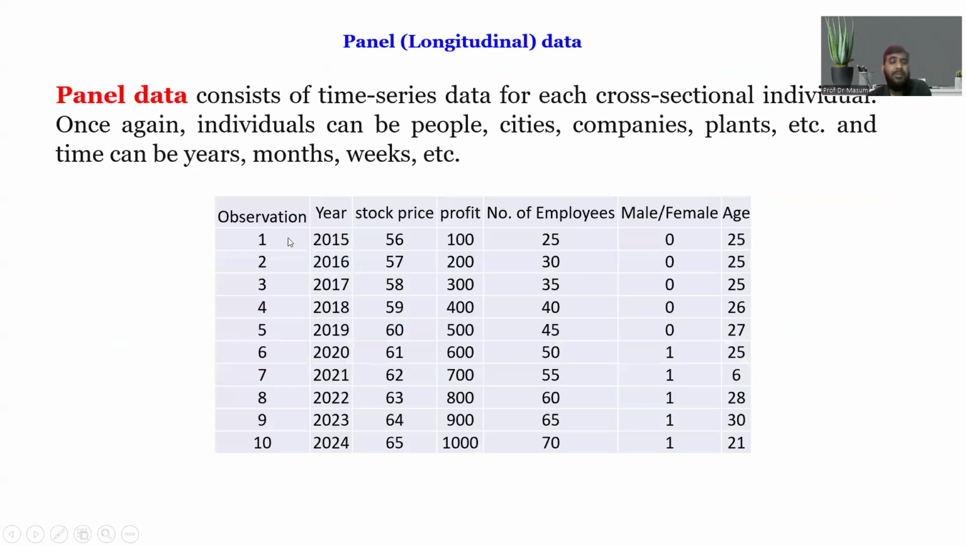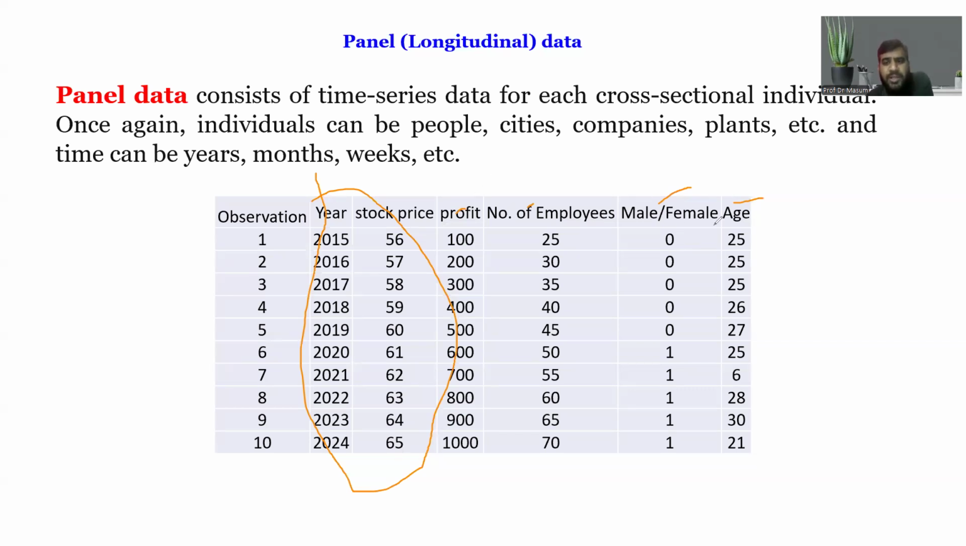Say, for example, these were the time series data, isn't it? In 2015, the stock price was 56, in 2016, 57. This is ultimately time series data. Now you are adding more dimensions: profit. You are adding the number of employees. You are adding male or female, a dummy variable. You are adding age. This is a dummy variable, also known as a binary variable.